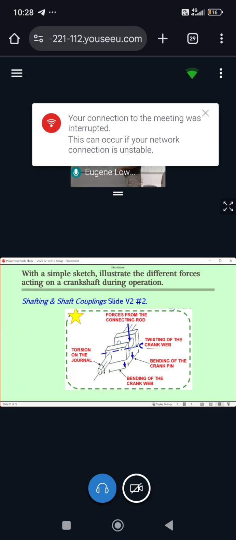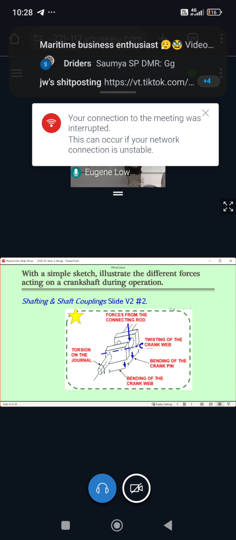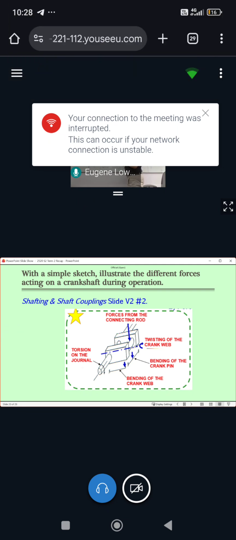So this looks like a journal now. I should have one more journal on the other side of the crank web, right? So about the same, go up here. Same angle, and go up here. Okay, so round it off here. Journal on the other side.